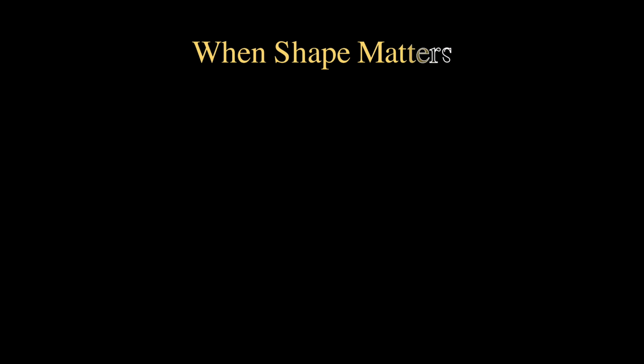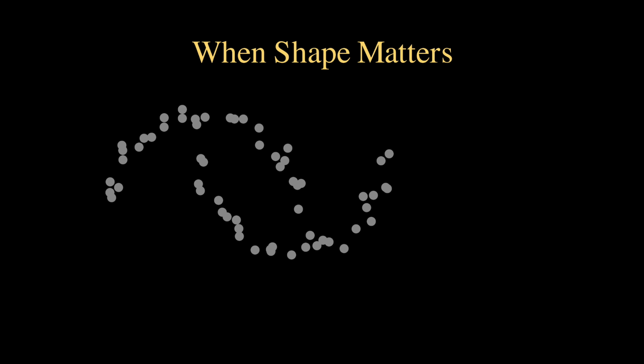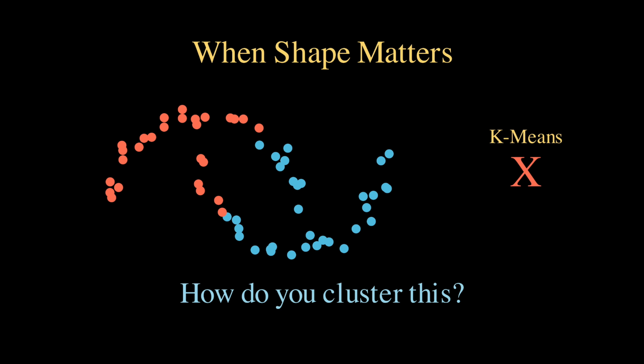K-means assumes every cluster is round. Assign each point to its nearest centroid, and you're done. But what happens when the data looks like this? Two crescents, interleaving. K-means tries to split them with a straight boundary, and it cuts right through both shapes. So how do you cluster data when shape is the whole point?